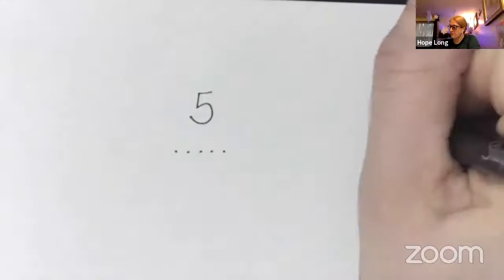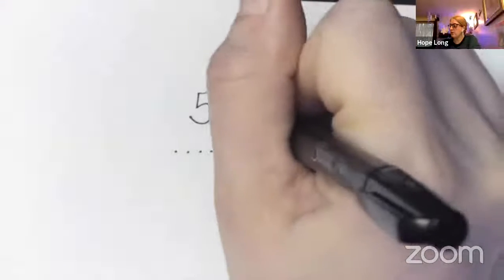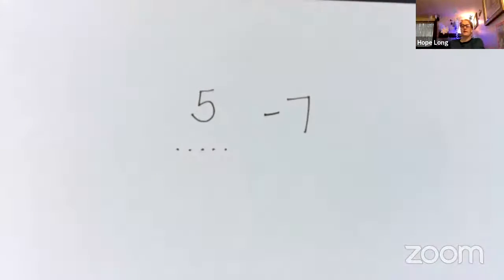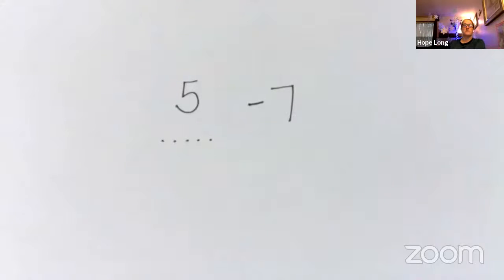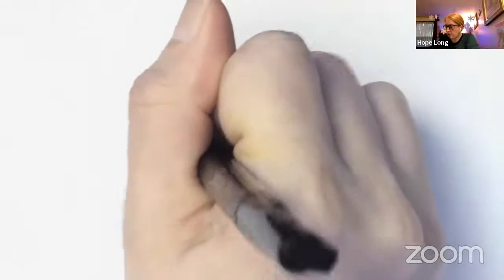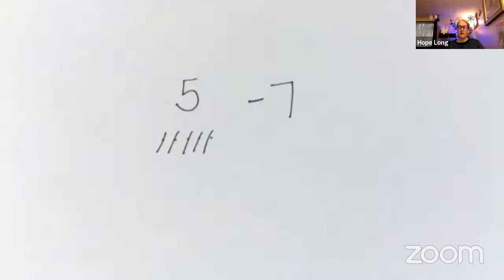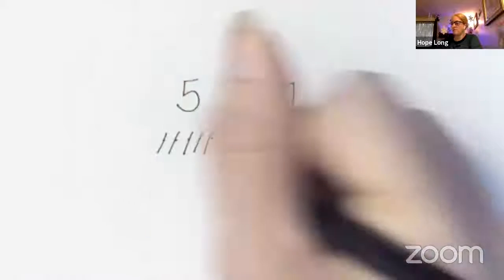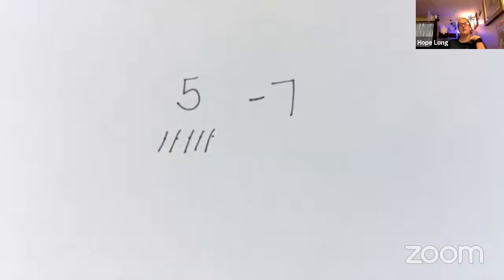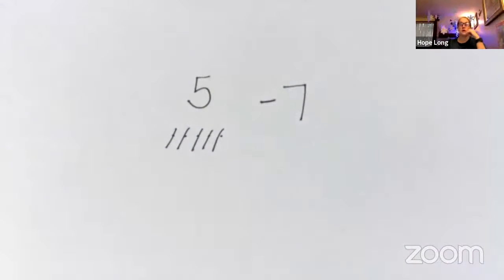Okay, so let's say that I have 5 and I want to take away 7 from there. I want to subtract 7. 1, 2, 3, 4, 5. Oh, what happens now? Uh-oh. Anybody want to raise their hand and talk about what's happening?